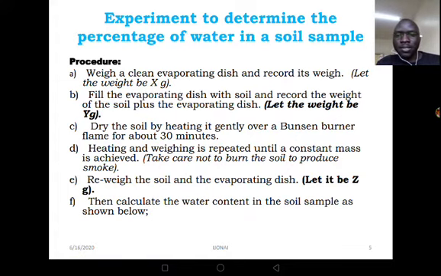The first step is you weigh a clean evaporating dish and record its weight. That word there is weight. So you get a clean evaporating dish and then you weigh it, then you record its weight in grams. And in this case, we can call it X grams. You can call it Y. If your name is Munjako Emmanuel, you can use the initials of your name, maybe M, E, or M.